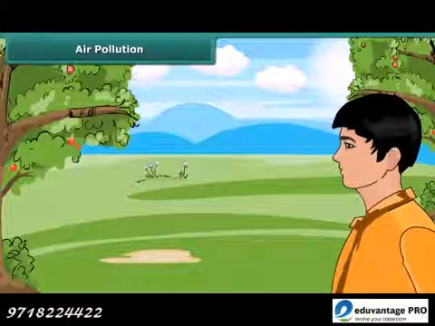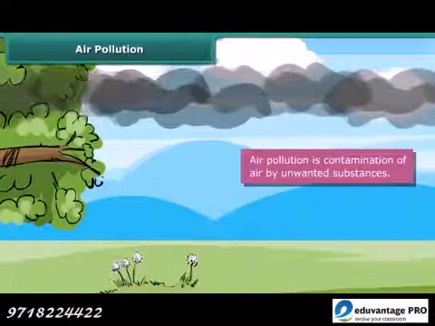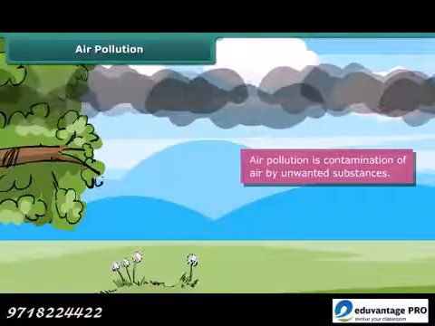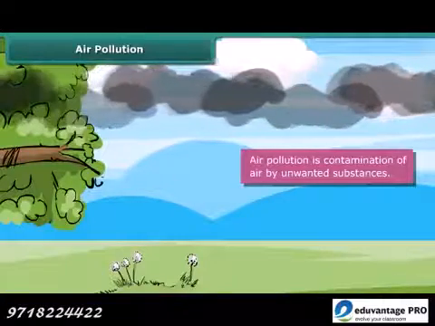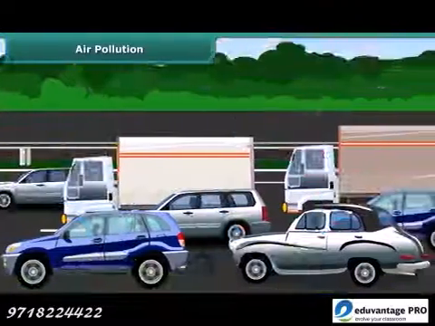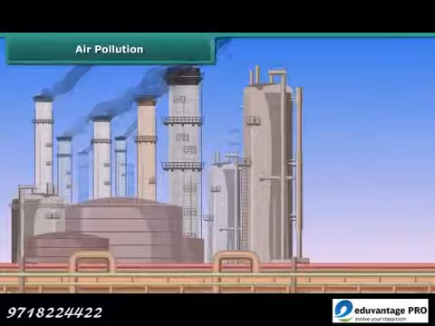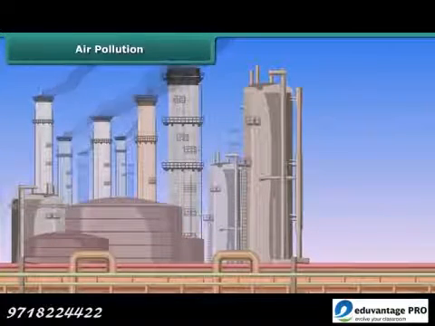Air is necessary for our lives, but air is getting polluted day by day due to the presence of unwanted substances in it. Now you would like to know from where these substances come. These are released when fuels burn in vehicles or factories and power plants produce them as gaseous wastes.